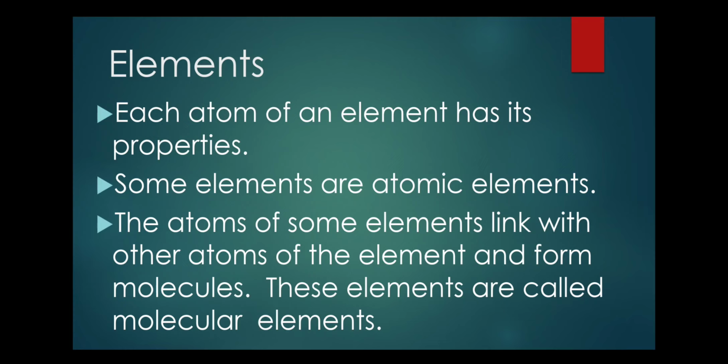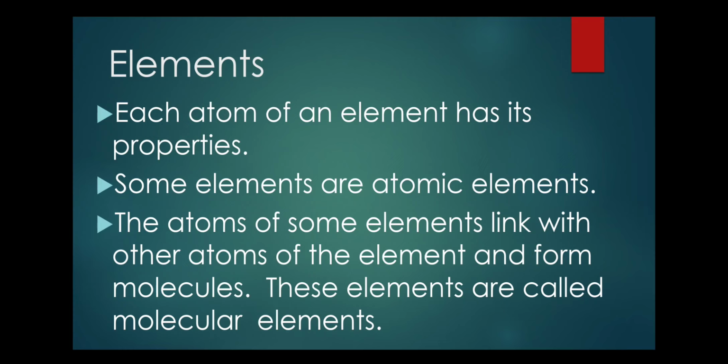Each atom of an element has its own properties. So an atom of gold will have the properties of gold, an atom of silver will have the properties of silver, an atom of copper will have the properties of copper. Some elements exist in the form of atoms, where each atom is separately present inside the element. That is, the element is made up of atoms of that element. Such elements are called atomic elements.